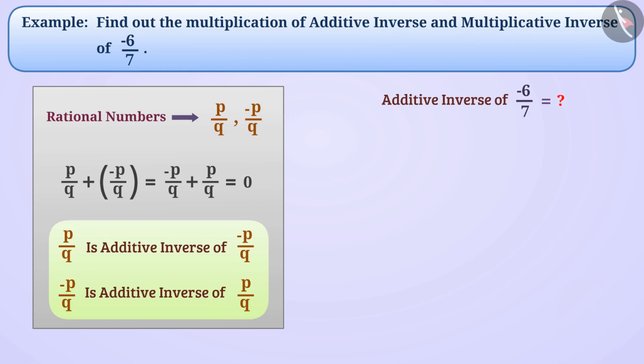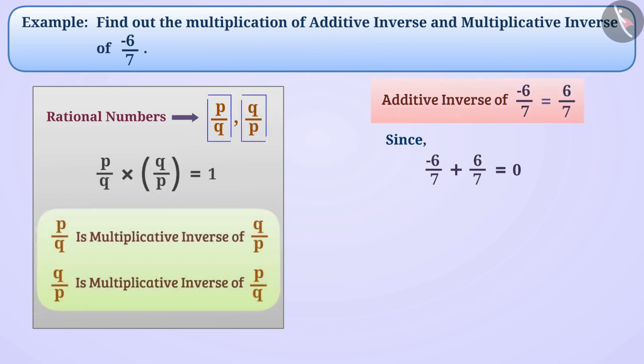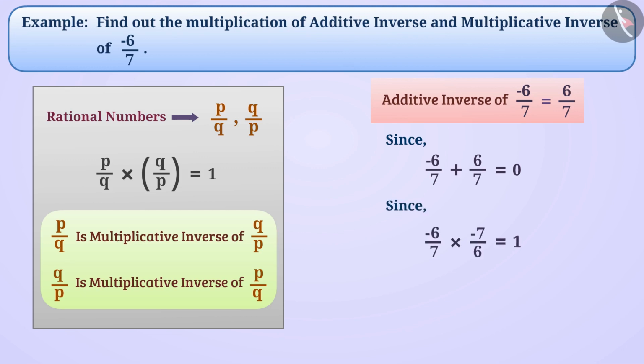Since minus 6 by 7 plus 6 by 7 is equal to 0, therefore, the additive inverse of minus 6 by 7 is 6 by 7. Similarly, if multiplication of any two rational numbers is 1, then both rational numbers are multiplicative inverse of each other. Since minus 6 by 7 multiplied by minus 7 by 6 is equal to 1, therefore, we can say that multiplicative inverse of minus 6 by 7 is minus 7 by 6.